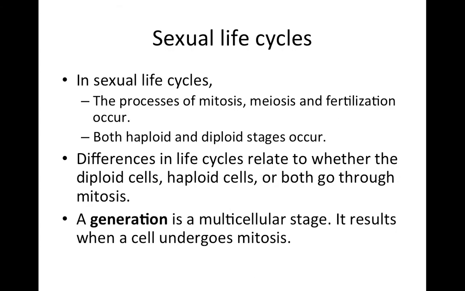So in sexual life cycles, we are going to have the processes of mitosis, meiosis, and fertilization all occur. We are going to have haploid and diploid stages as well. The differences in life cycles relate to whether the diploid cells, the haploid cells, or both go through the process of mitosis. And we are going to use the term generation. A generation is a multicellular stage. It always results when a single cell undergoes mitosis.